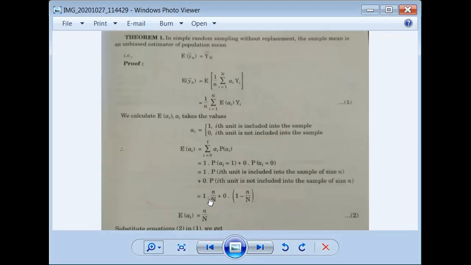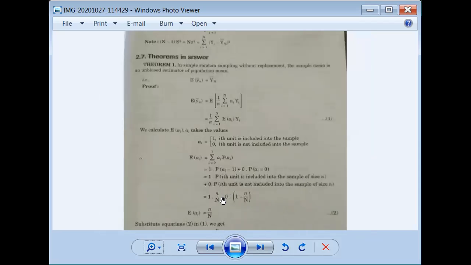That probability can be written as favorable cases n by all possible cases. Plus 0 into the probability that the ith unit is not included. The total probability minus the included probability equals the not included probability. So the total probability is 1 minus the probability of included, n by capital N. After subtraction, this entire value is the probability of not being included in the sample.